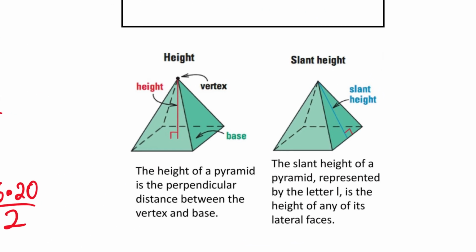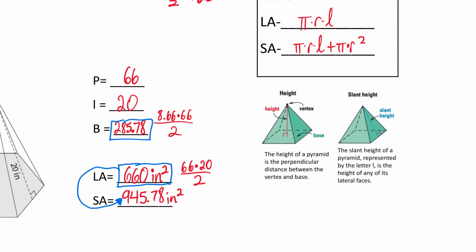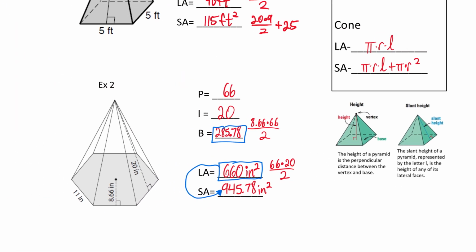Okay, I threw this in here. I just want you to see this. The height of the pyramid is the perpendicular distance between the vertex and the base. The slant height of a pyramid, represented by the letter L, is the height of any of its lateral faces. Like I said, we're going to have to remember to know the difference between those two for sure tomorrow. All right.